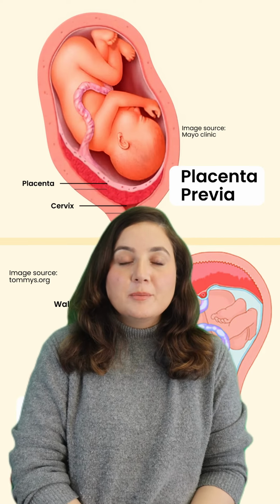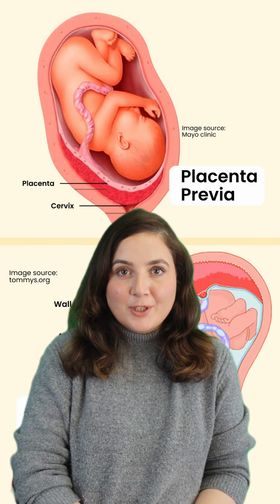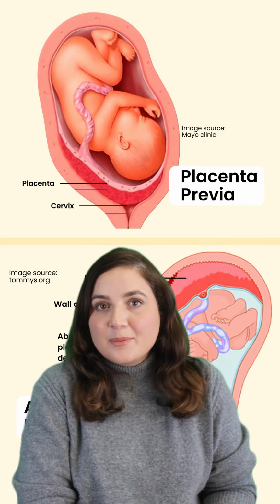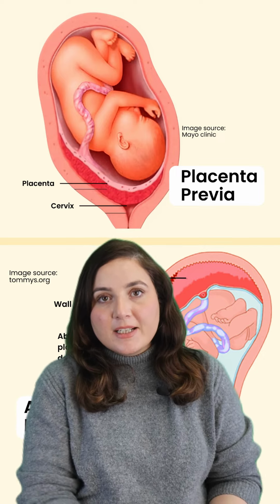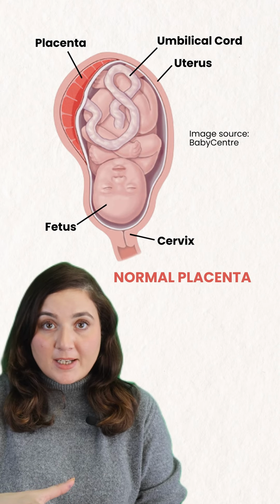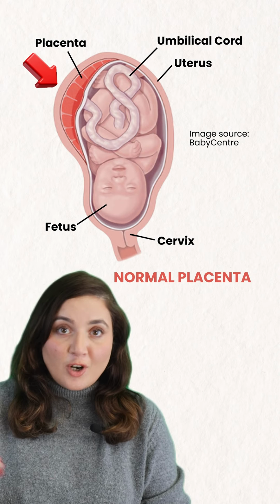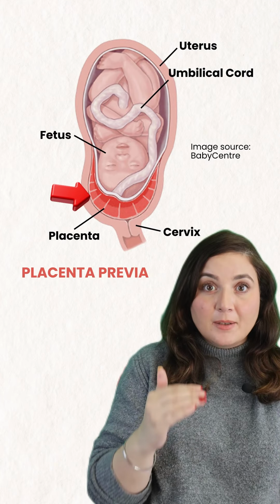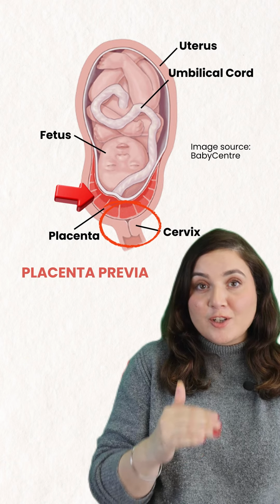Let's talk about one of the most anticipated NCLEX maternity topics, placenta previa versus abruptio placentae. Placenta previa is a condition where the placenta is low-lying. Ideally, a normal placenta is anterior and does not cover the internal os, but in placenta previa, it is so low-lying that it might even cover the internal os, or the cervix.